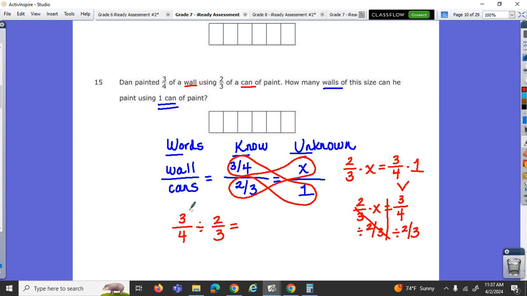All right, now what should you be thinking here? Hopefully, keep, change, flip, right? KCF for your steps. So keep the first fraction, change the sign, and flip around. Remember, that's also known as the reciprocal. Okay, go straight across. And that will be 9, 3 times 3, over 8.